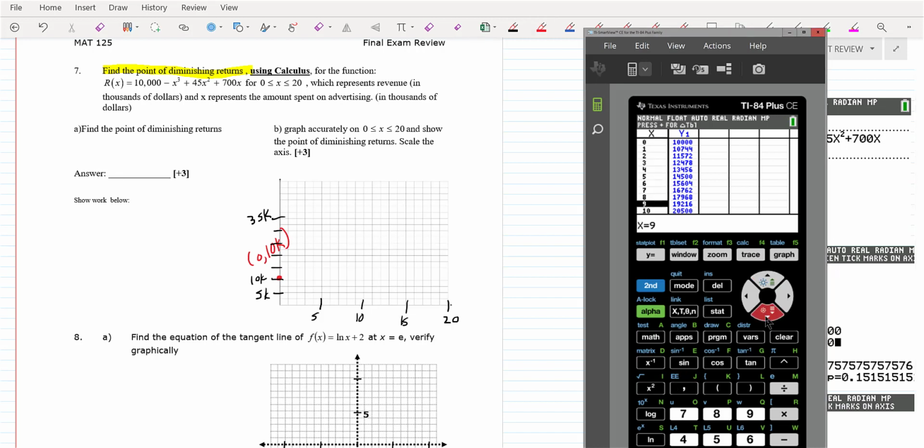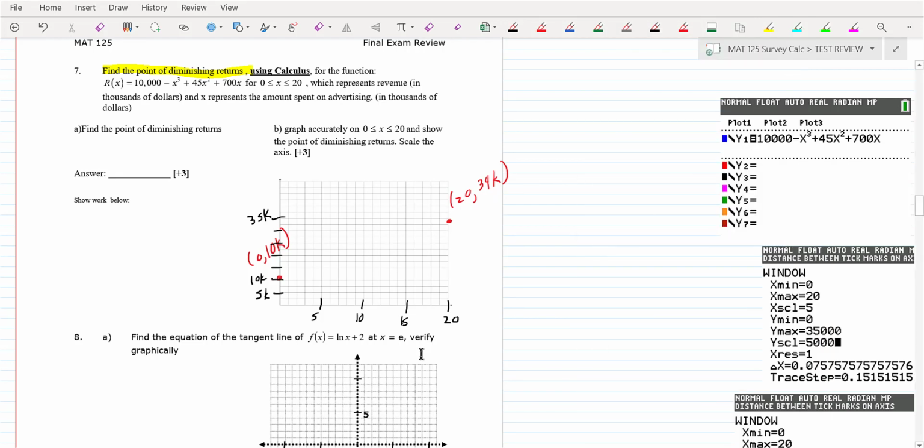You can either look at your table or you can use the trace feature that I've shown you, and that's 34,000. So get that accurate. Go over to 20 and up to close to that, and if you label that, then we could just say 20 and 34K like that. Then I'd probably get one more point. What I would do is get the point of diminishing returns. For now, that's good enough. I'll connect it in a minute. So tell me how you find the point of diminishing returns.